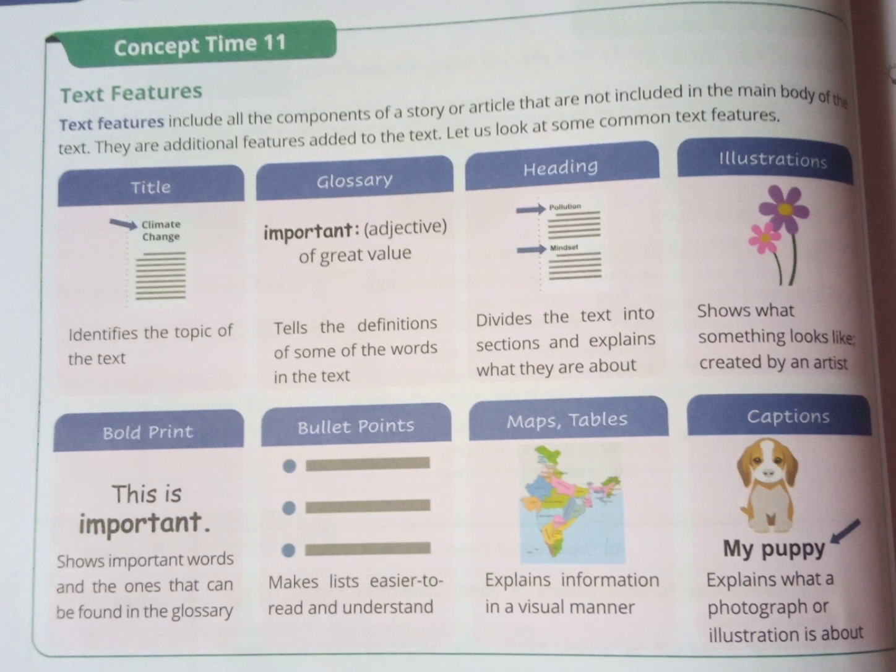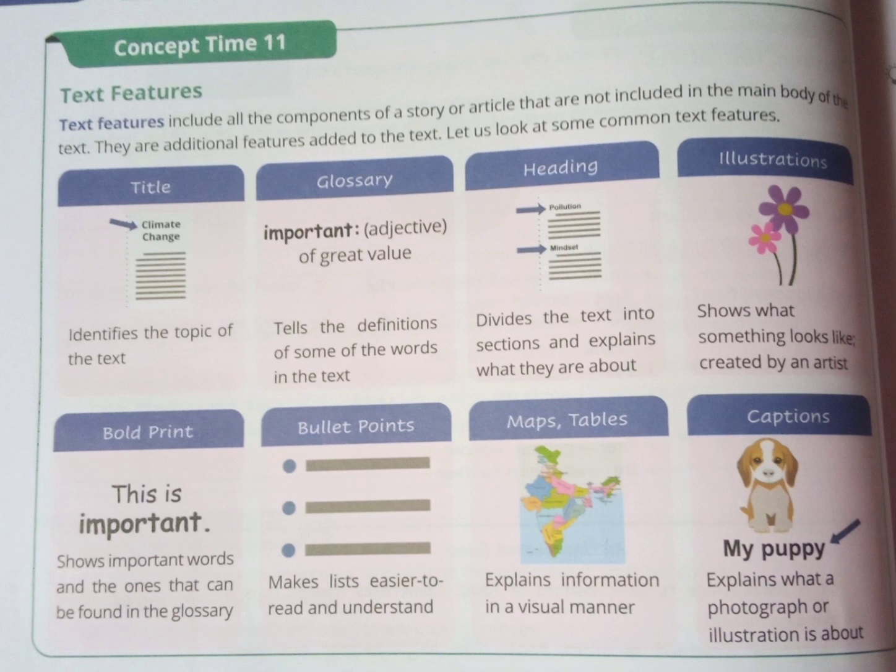Illustrations show what something looks like, created by an artist. Bold print shows important words other than the ones that can be found in the glossary. Bullet points make a list easier to read and understand. Maps and tables explain information in a visual manner. Captions explain what a photograph or illustration is about, okay.